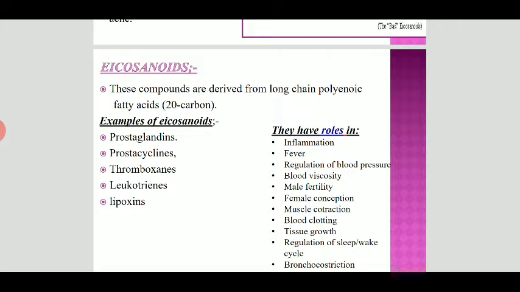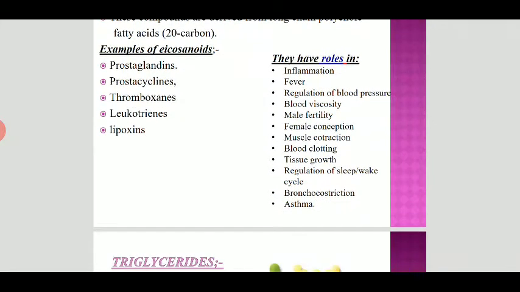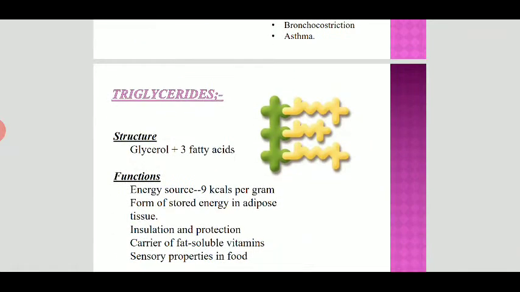Eicosanoids are compounds derived from long chain polyunsaturated fatty acids, where the carbon chain has 20 carbons. Examples of eicosanoids are prostaglandins, thromboxanes, leukotrienes, lipoxins, etc. What are the roles of eicosanoids? Regulation of blood pressure, blood clotting, tissue growth, asthma, blood viscosity, female conception, and increased male fertility, etc.